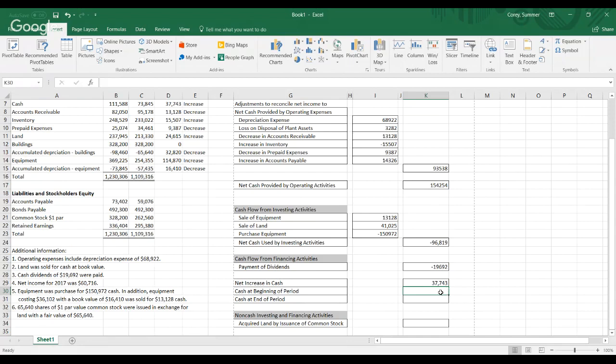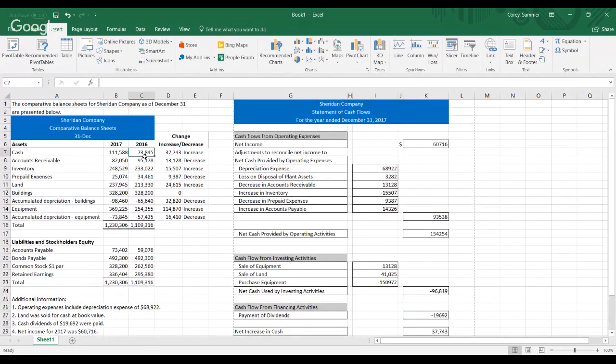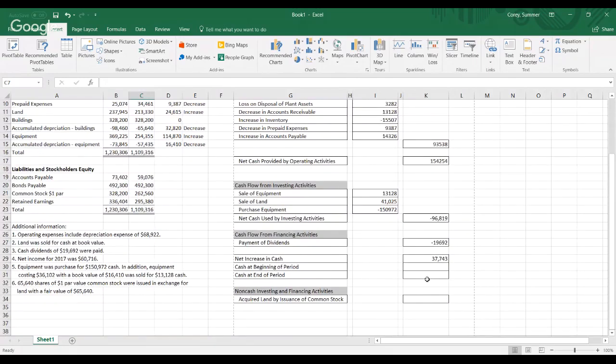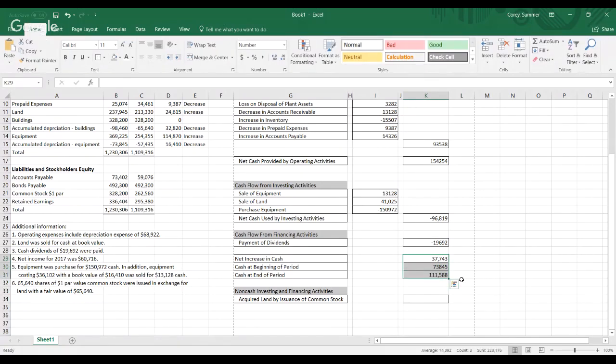$37,743. Now for your cash at the beginning of the period, you're going to go back up here and look at your ending cash for 2016, and that is going to become your beginning cash for 2017. So that's going to be 73,845. Your cash at the end of the period, you're just going to add these two. So we have 111,588.